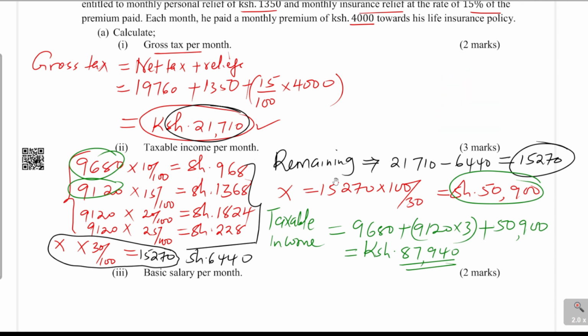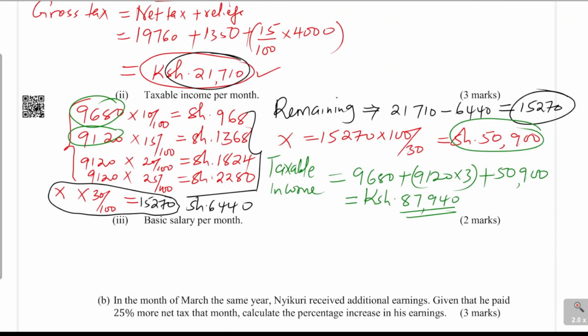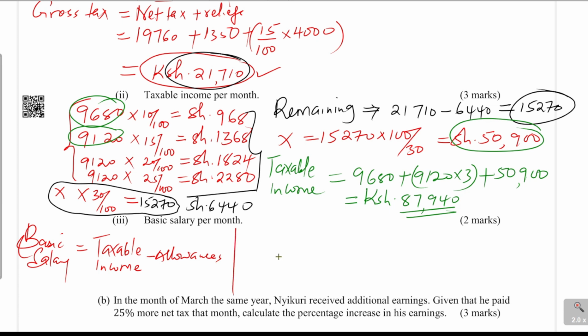We go to the next question, the basic salary per month. So how do you get the basic salary? Basic salary is given by taxable pay, taxable income, minus the allowances. So we have the taxable income, we already got it. It is 87,940. Now we subtract the allowances.